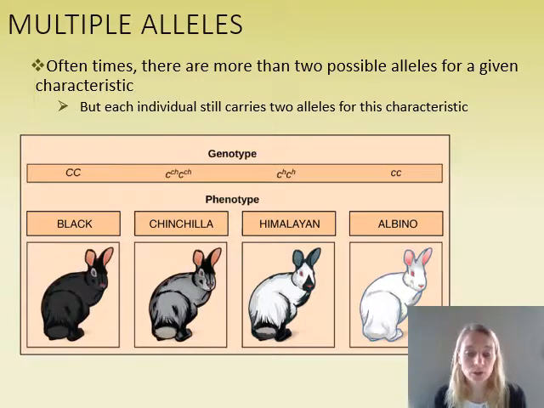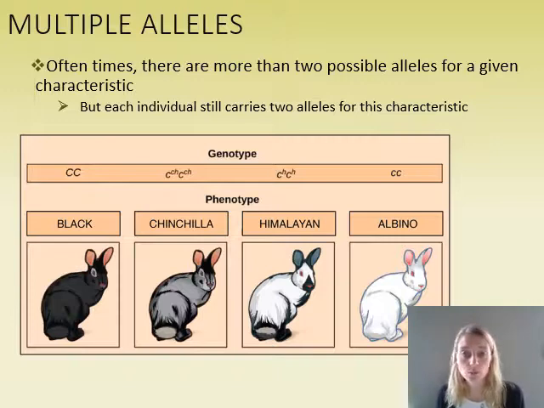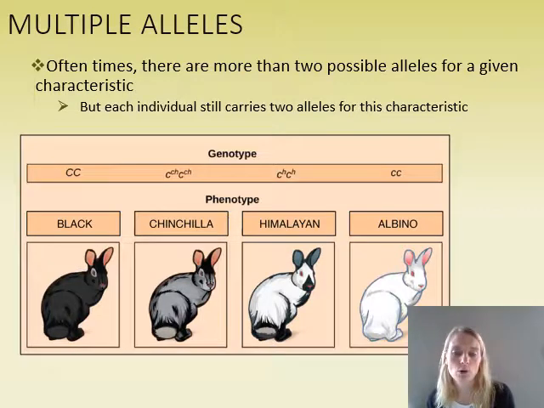So for example, here we have fur color. The dominant is black, the recessive is white, but then you have these other forms. You have actually multiple alleles. You have the black allele, you have the chinchilla, the Himalayan, and the albino allele. You still are only going to have two copies for each one, and sometimes they fall so that black might be dominant over chinchilla, chinchilla might be dominant over Himalayan, Himalayan might be dominant over albino.